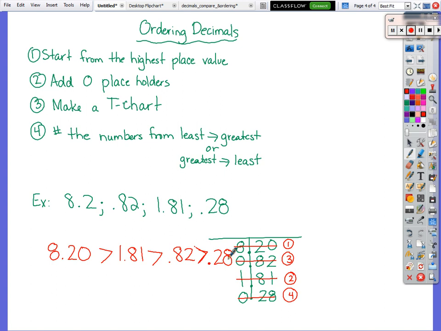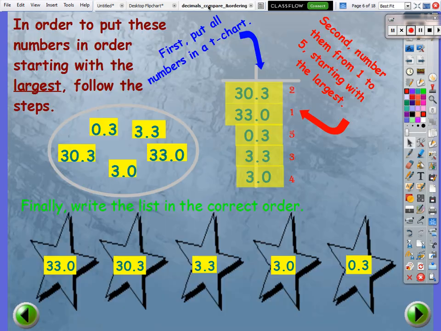So let's try, I actually happen to have a flip chart. So in order, put them in order, first we're going to put them in a t-chart, and then we're going to number them, and then we're going to write them in the correct order. So here were all the numbers. Here's my t-chart, and then there's where I put them in the correct order. Because I can look at my t-chart and see.